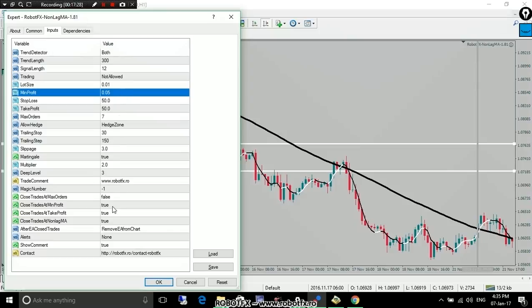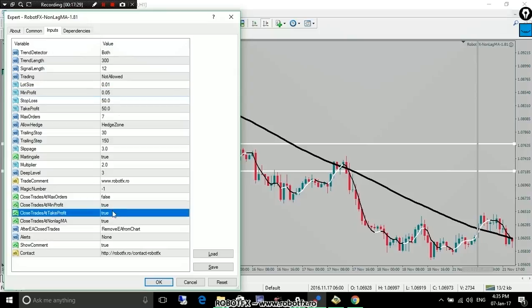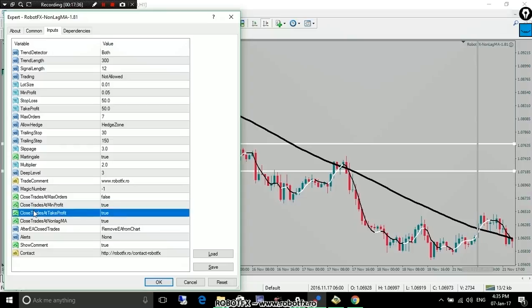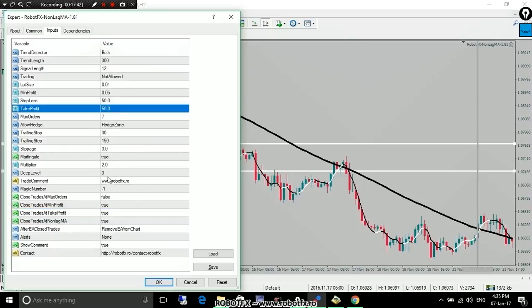It's almost the same thing. This one, take profit and minimum profit for baskets. But you might want to enable the close trade at take profit, set it to true, if you want a single trade to be closed at the take profit level, 50 pips away in this example. I don't use it personally, but it depends on your trading style.